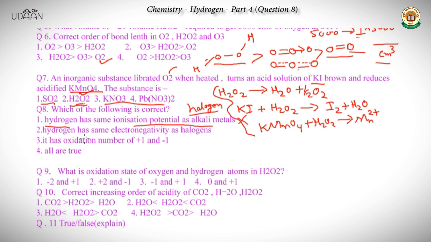The second one is hydrogen has the same electronegativity as halogens. Hydrogen, sorry. So we know that hydrogen has electronegativity about 2.1. Okay. And of halogens it is more, about 3. More than 3.